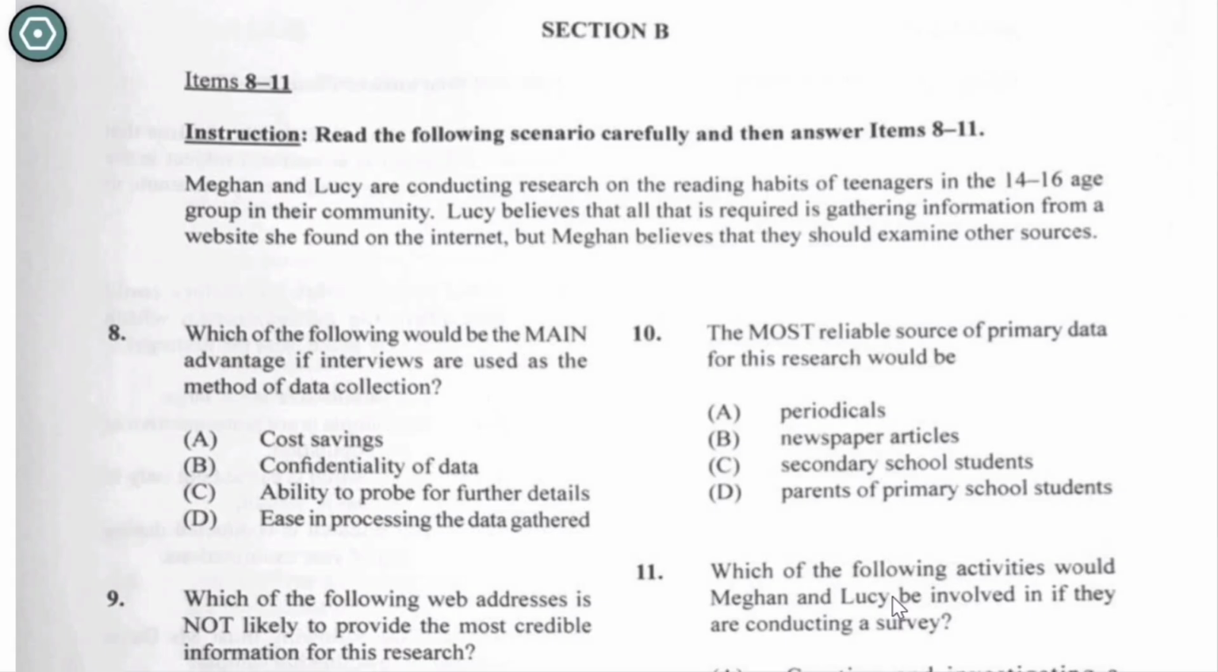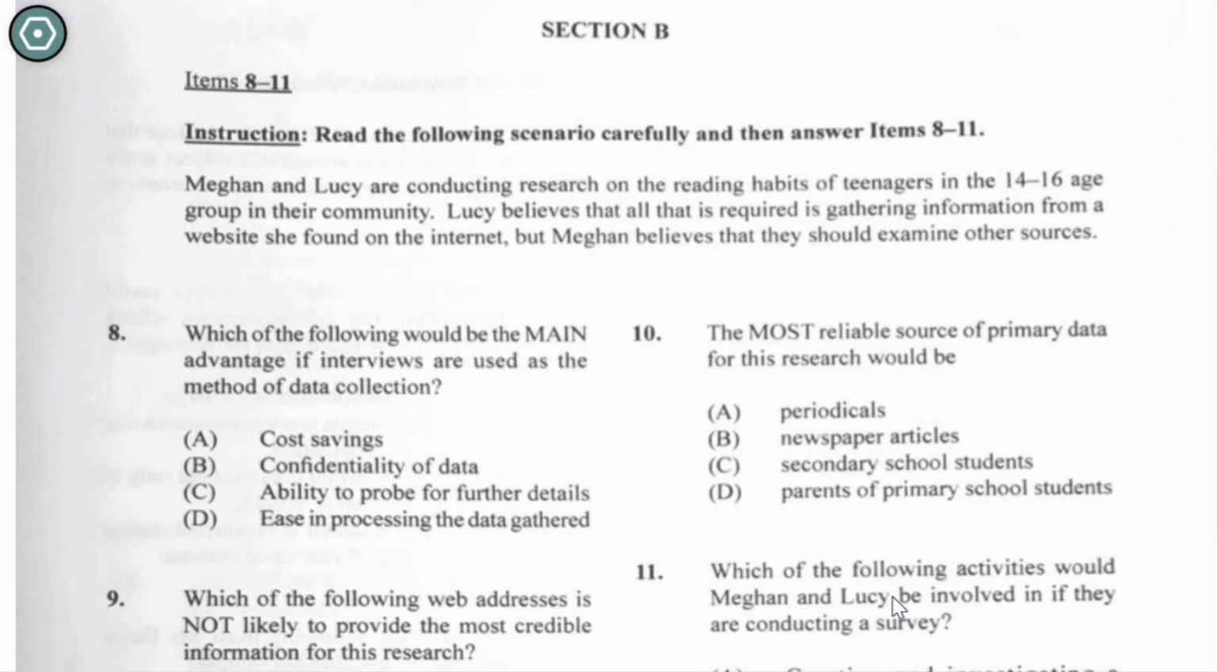So items 8 to 11, the instruction says read the following scenario carefully and then answer items 8 to 11. Now, Megan and Lucy are conducting research on the reading habits of teenagers in the 14 to 16 age group in their community. Lucy believes that all that is required is gathering information from a website she found on the internet, but Megan believes that they should examine other sources. Alright. Now, pick out the key details from the scenario given to you.